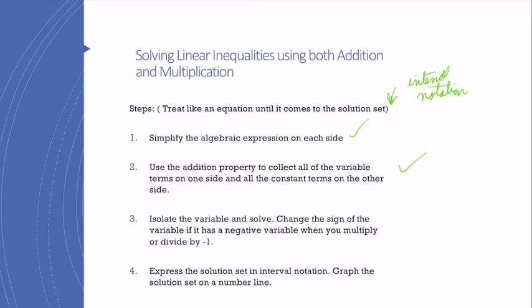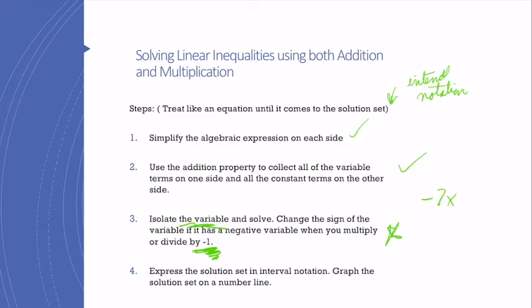We have to use the addition property to collect all like terms, right? We want our constants on one side and our variable terms on the other. We need to isolate the variable just like when we're working with an equation and solve. Friendly reminder that when you multiply by a -1 or divide by a -1 when working with inequalities, you have to flip the sign.